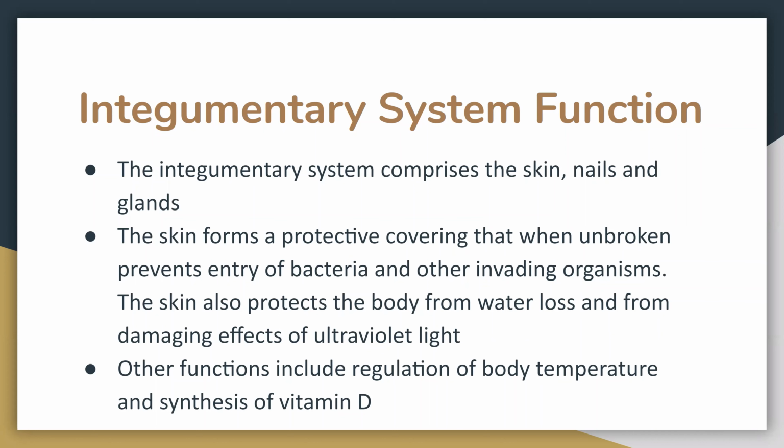The integumentary system comprises the skin, the nails, and the glands. The skin forms a protective covering that, when unbroken, prevents entry of bacteria and other invading organisms. The skin also protects the body from water loss and from damaging effects of the ultraviolet light. Other functions include regulation of body temperature and synthesis of vitamin D.